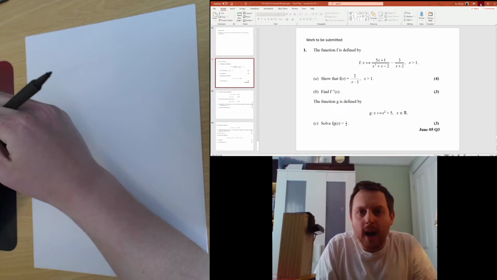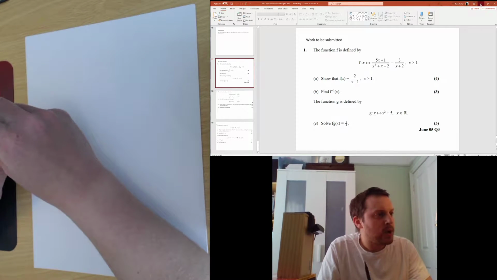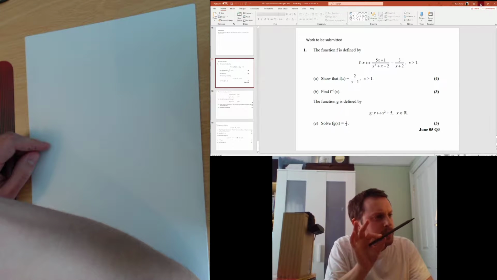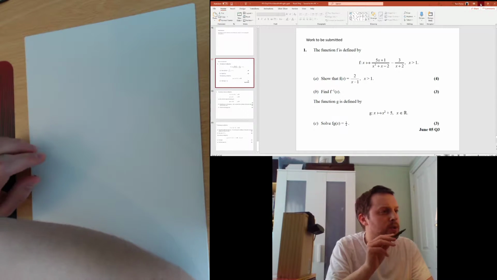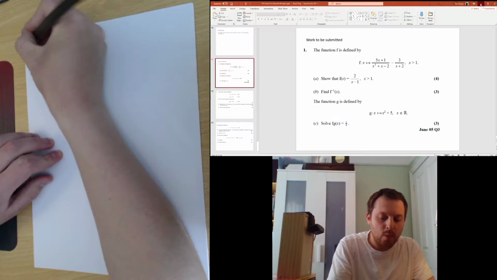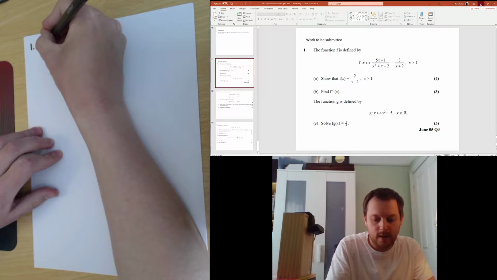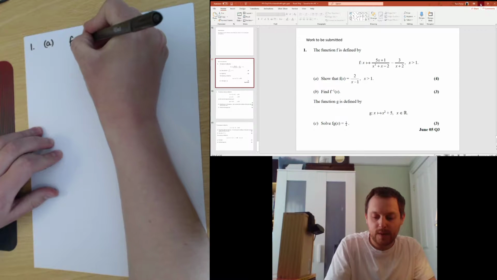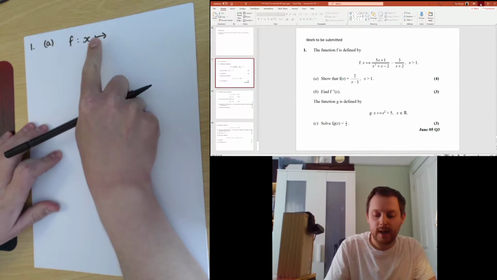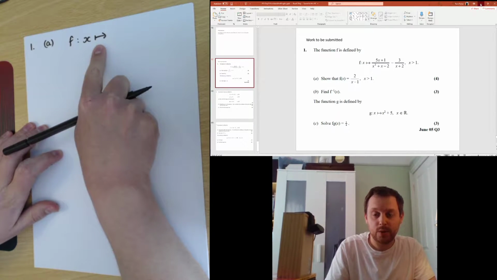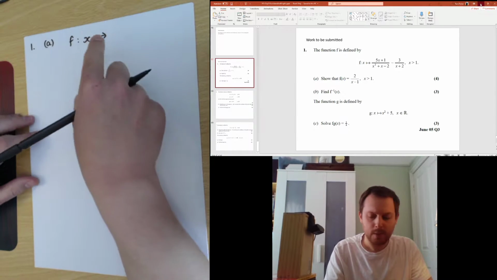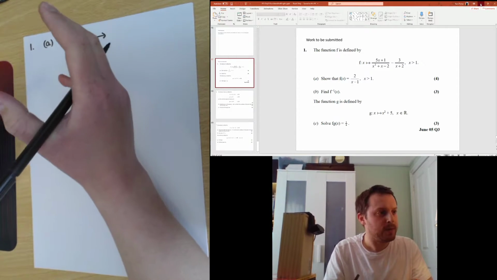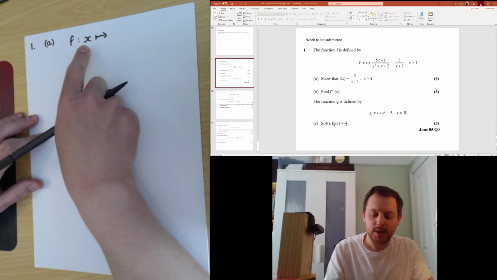Right. Hello everyone. I am going to go through the first question, which is on your screen. So that's number 1, A. Right. So f maps x to. This arrow here is the maps to arrow. It's not just a random symbol. It's an actual mathematical symbol, and you use it in this situation.